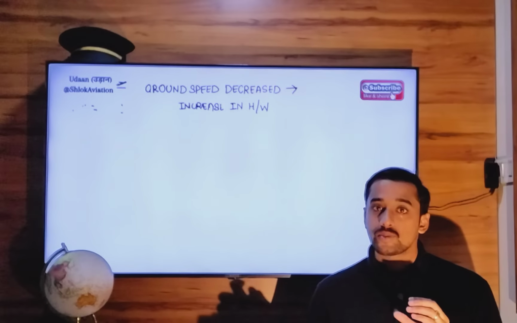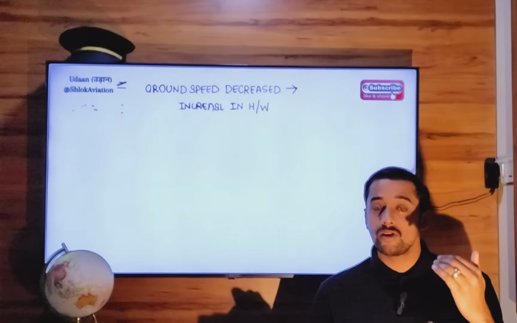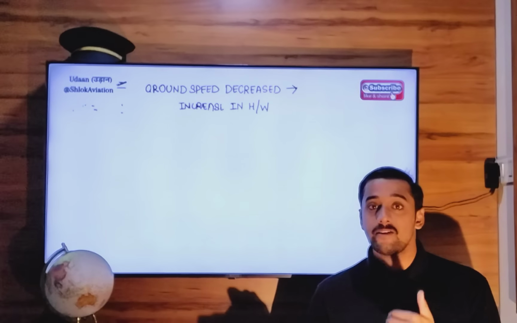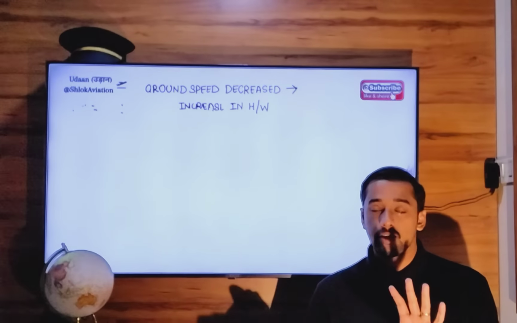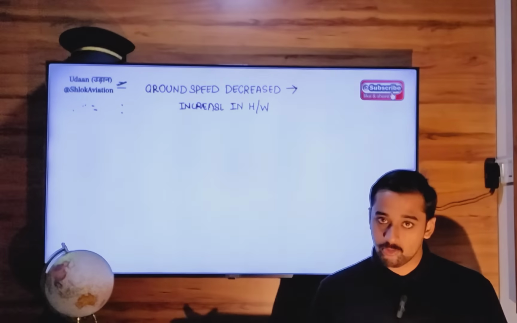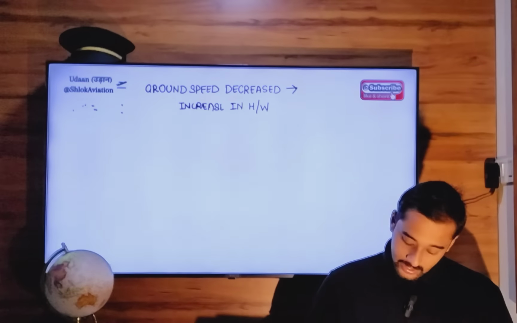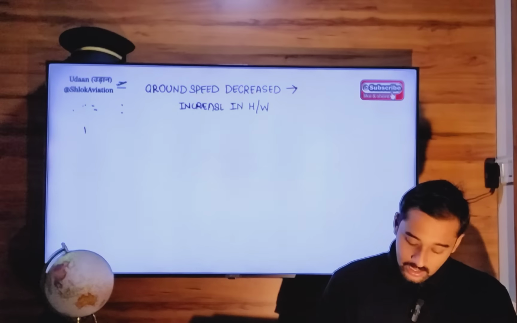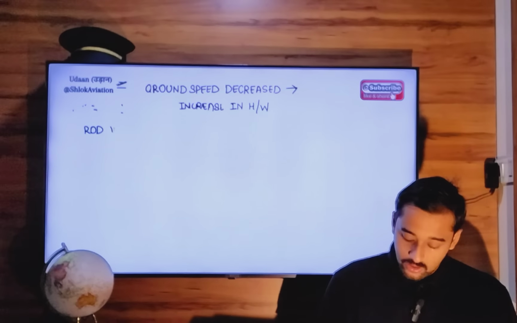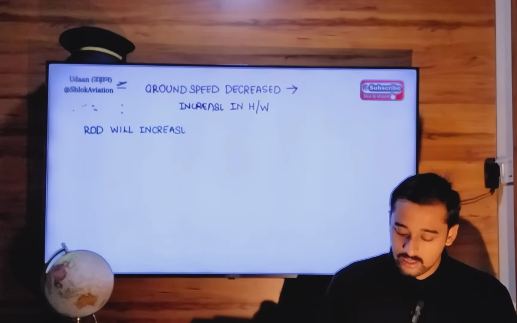And whenever your ground speed decreases, the rate of descent of your aircraft increases. You will come down towards the ground at a very fast rate if you do not correct that situation. So whenever there is an increase in headwind component, as a result, the ground speed of aircraft will decrease and the rate of descent will increase. Rate of descent will increase.